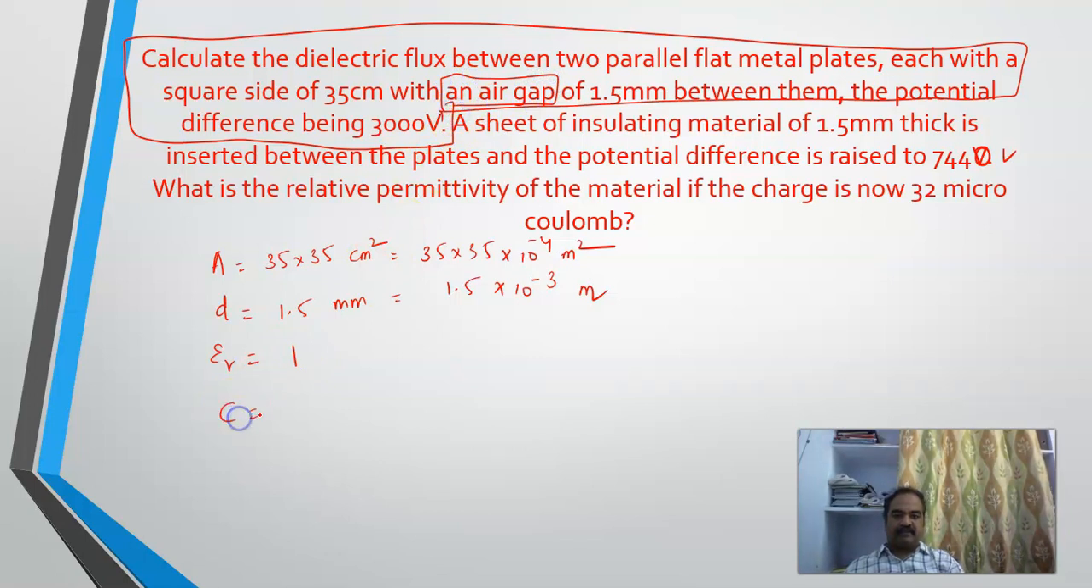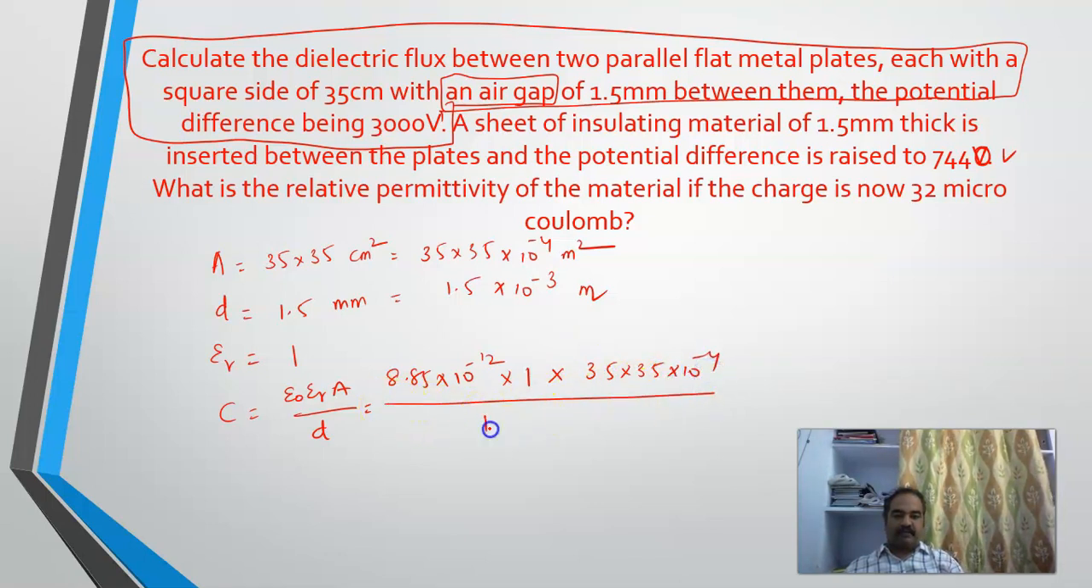So from this, what you will get, C is equal to epsilon naught epsilon r A by D, which is nothing but 8.85 into 10 to the power of minus 12 into 1 into A is 35 into 35 into 10 to the power of minus 4 by 1.5 into 10 to the power of minus 3. See, now let's calculate this capacitance. It is 8.85 into 35 into 35 divided by 15. It is 722.75 picofarad.